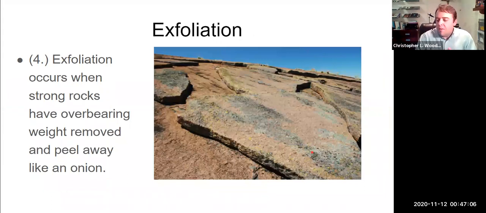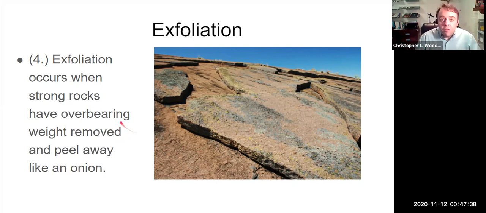Exfoliation. This is a neat one. If you've ever seen pictures of Yosemite National Park, you'll see that it's kind of got these weird expanded pieces, kind of like an onion or peels. Exfoliation occurs when strong rocks have been removed off of a surface of other rocks. And so once that weight or mass of rock has been removed, the underlying rock can expand, and as it expands, it'll break, crack and peel like an onion.